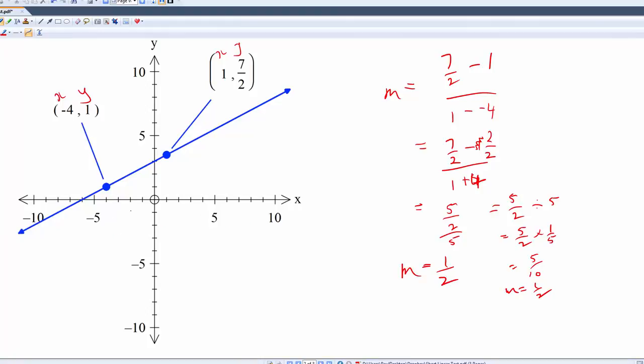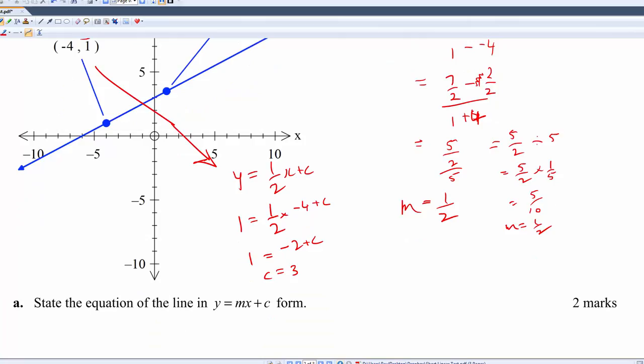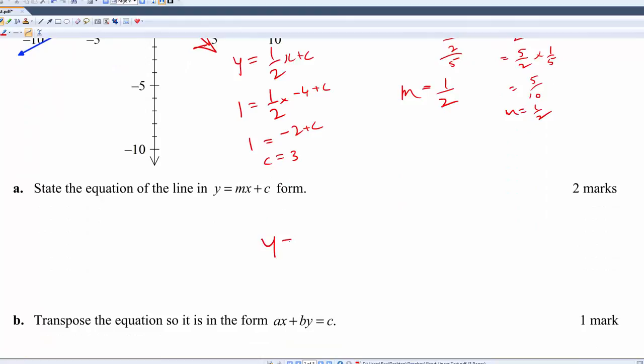Alright, so let's just go and write down what we know. Y equals half x plus c, and let's get the intercept, and hopefully we'll confirm that it is 3. So I'm going to choose this point and sub it in, and that'll leave c as the unknown. 1 equals half times -4 plus c. 1 equals a half of that, which is -2 plus c. c equals 3. So now we can confirm that the equation is y equals half x plus 3.